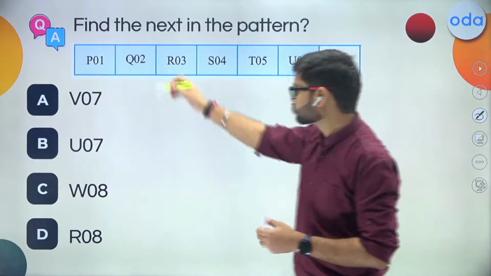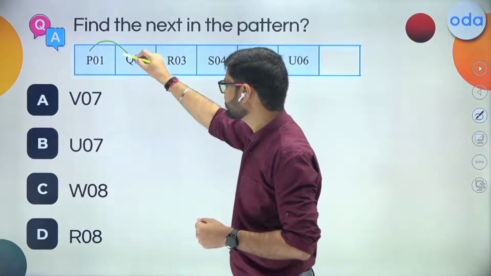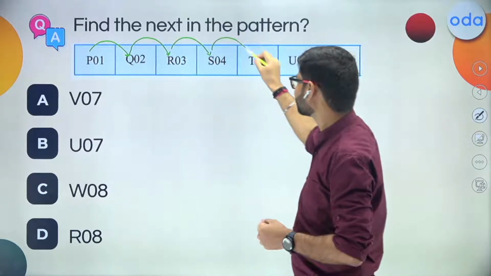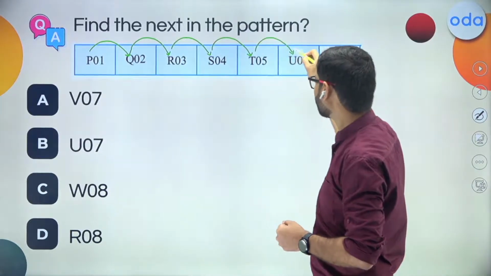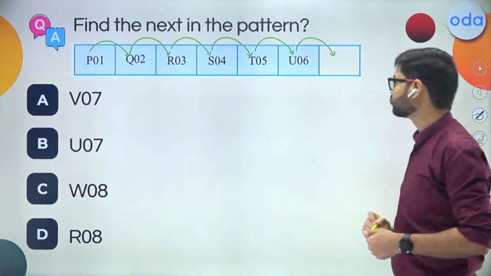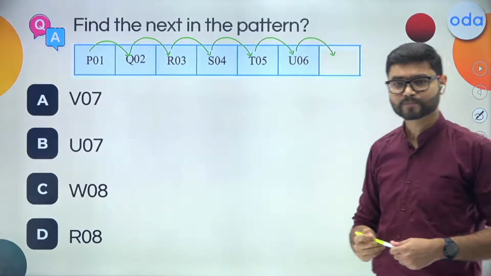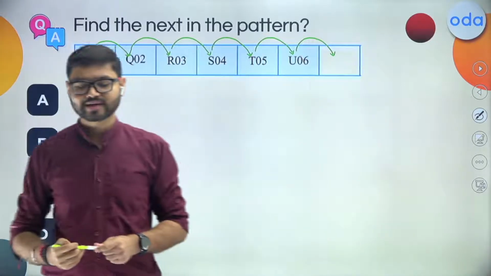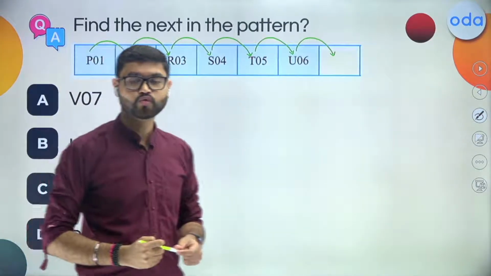So we can focus on alphabets first. We have P, Q, R, S, T, U. What will come next? I do not know, but I think you know the answer. P, Q, R, S, T, U. What will come next?